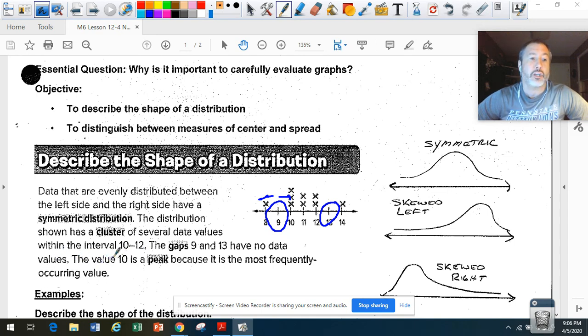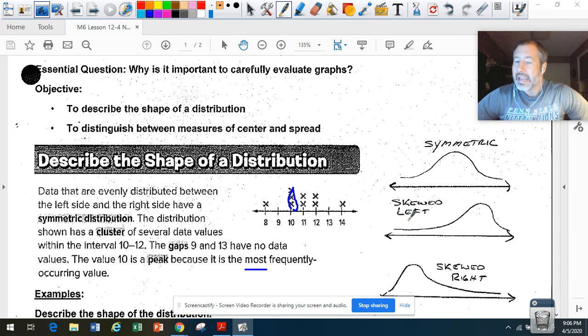So the value 10, let's look at it right here. This is our mode. That is our peak, because it is the value that occurred most frequently. So that is our mode here. Now, just to show you, I have some more information over here. Make sure you write this down in your notes.